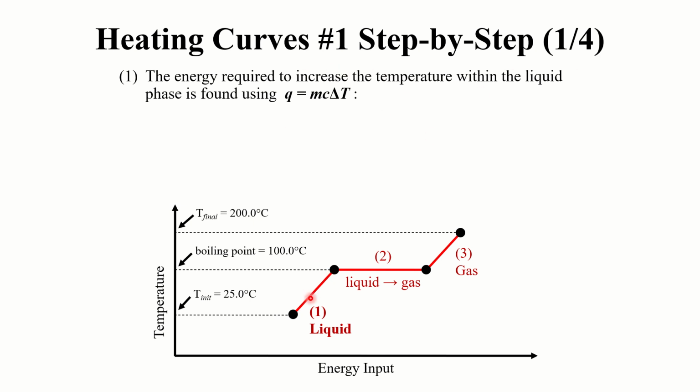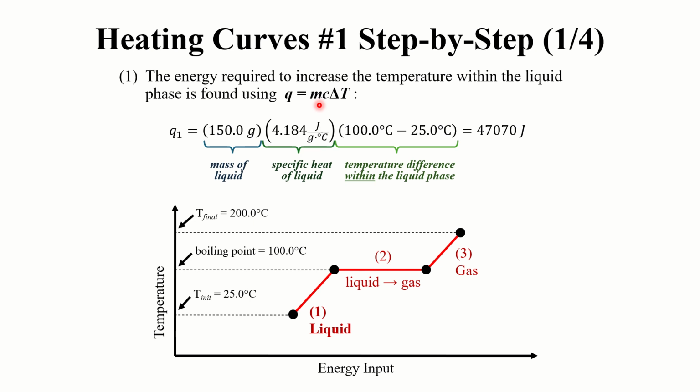Since we're calculating the temperature change on a diagonal line here, we can use the equation Q equals mc delta T. M is the mass, defined on the previous slide as 150 grams of liquid. C is the specific heat of liquid water, 4.184 joules per gram degrees Celsius. And finally, delta T, the temperature difference within the liquid phase, so the final temperature minus the initial temperature. So 100 degrees Celsius minus 25 degrees Celsius, which is 75 degrees Celsius.